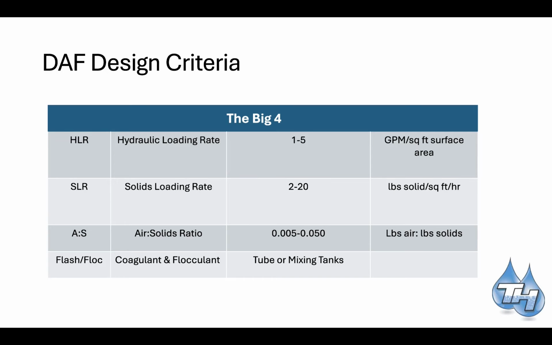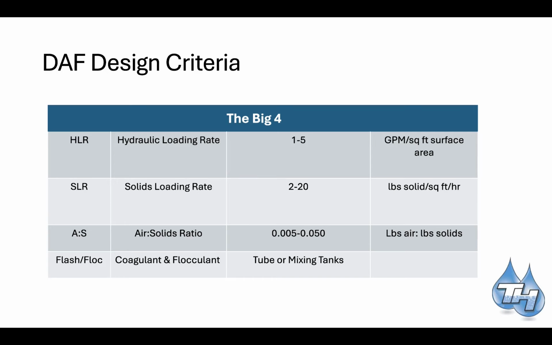If you wanted to size it a little bit differently, and there are cases where you would do so, with 500 gallons per minute coming in, you could have as small as 100 square feet of surface area, which would give you an HLR value of 5. Now, those are two very different sizes. Usually, we like to end up between 2 and 3 GPM per square foot of surface area, but one of the factors that we consider when sizing for the HLR is the SLR, the solids loading rate.